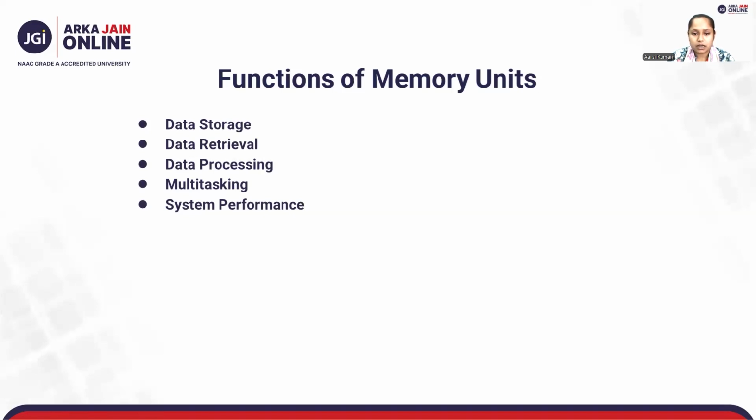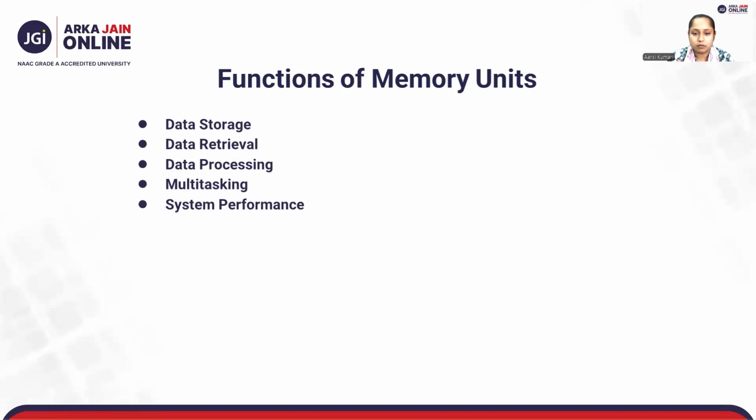Multitasking. Memory units play an important role in multitasking. They permit the computer system to switch among different programs and tasks by storing and handling the data and instructions for each. With enough primary memory, a computer can easily cope with multiple processes simultaneously, enhancing productivity and user experience.